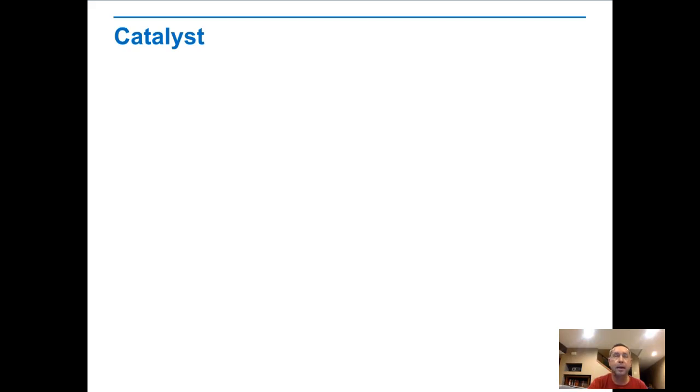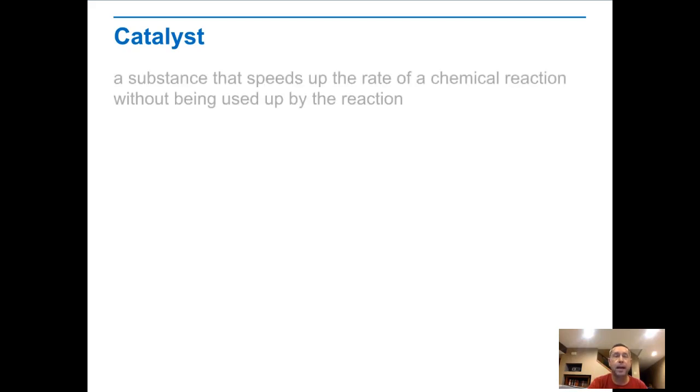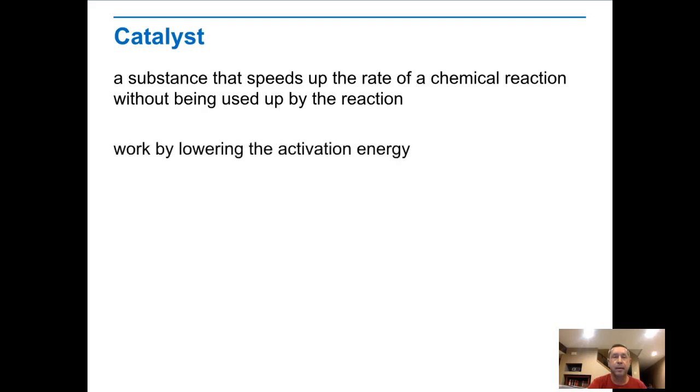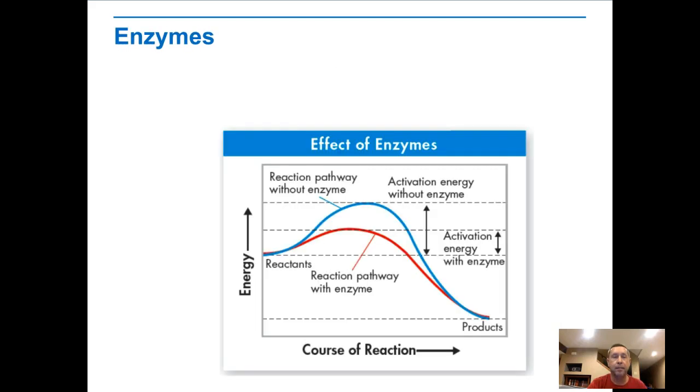So how do you get to that point? Well, that involves a catalyst. In this case, the flame is the catalyst. It's a substance that speeds up the chemical reaction without being used up by the reaction. And it works by lowering the amount of activation energy required. So here you can see a graph, reaction with and without an enzyme.